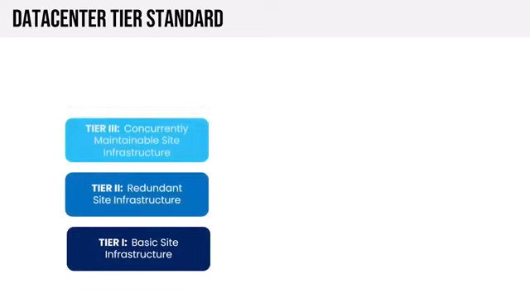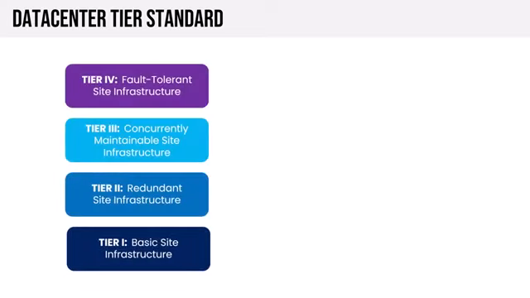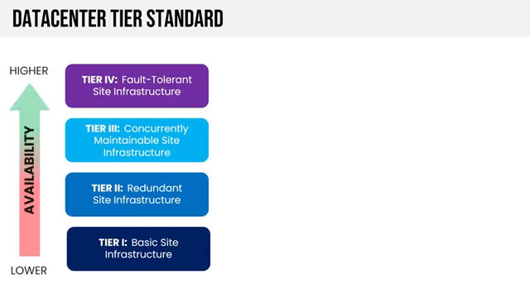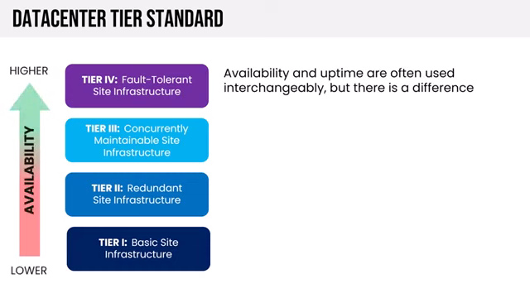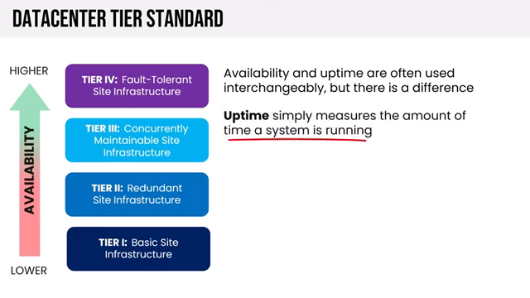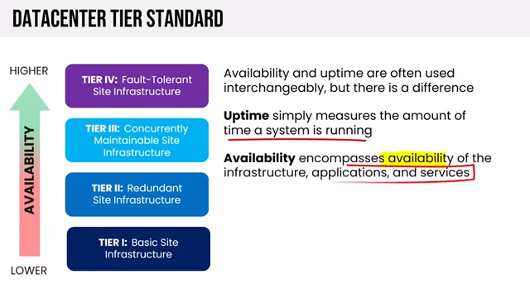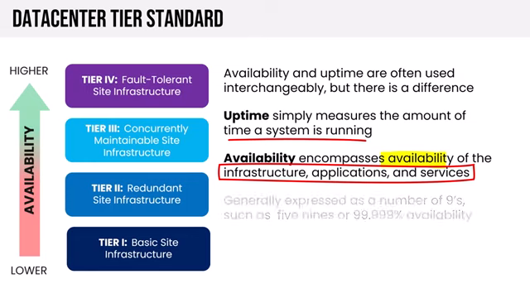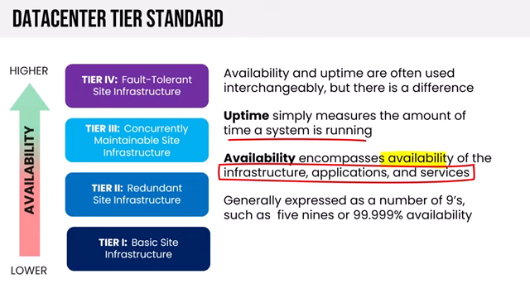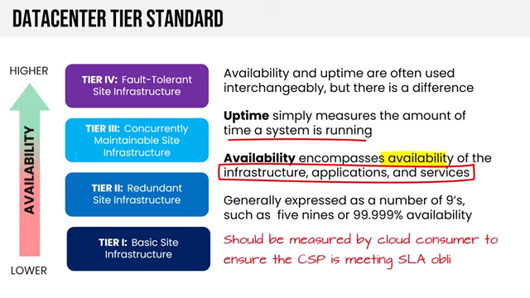Now, you may see questions on the exam around the data center tier standard, which lays out a 4-tier standard for data center availability and uptime and redundancy. So availability and uptime are often used interchangeably. There is actually a difference. Uptime simply measures the amount of time a system is running. Availability encompasses availability of the infrastructure, the applications, and the services that are hosted. It's generally expressed as a number of 9s, such as 5 nines, 99.999% availability. It should be measured by the cloud customer to ensure the CSP is meeting their SLA obligations.